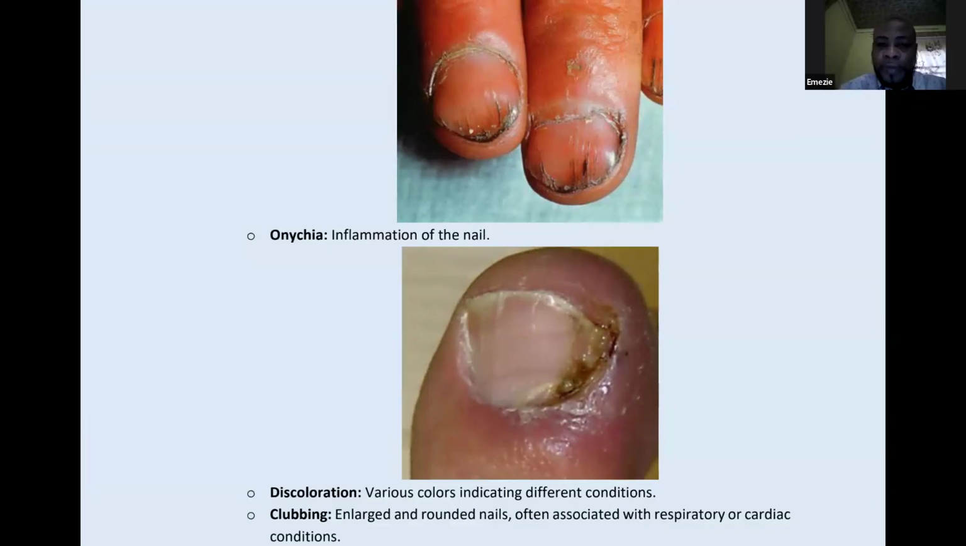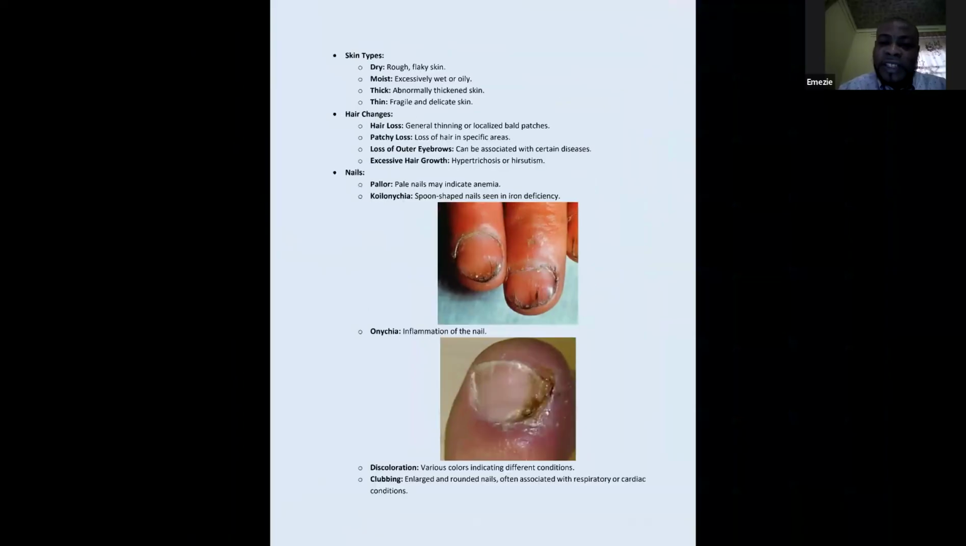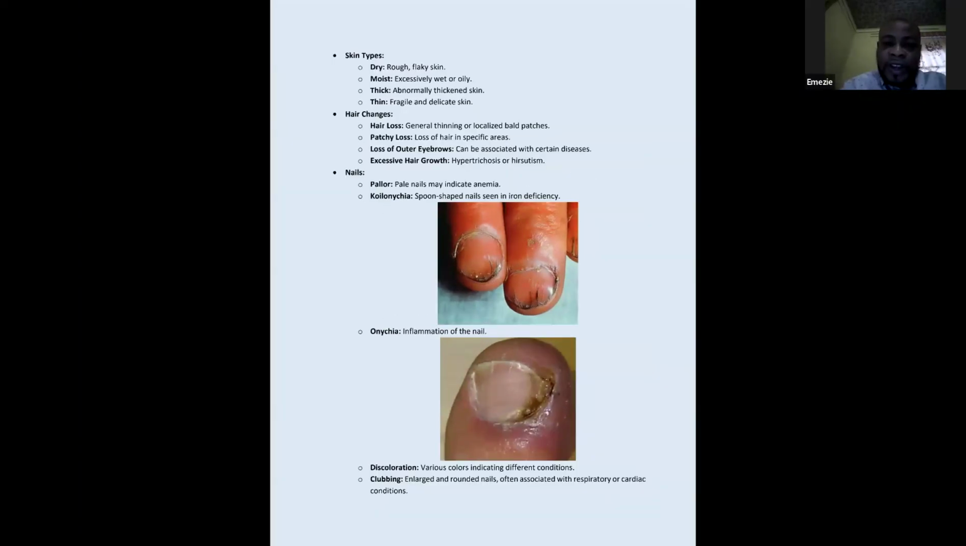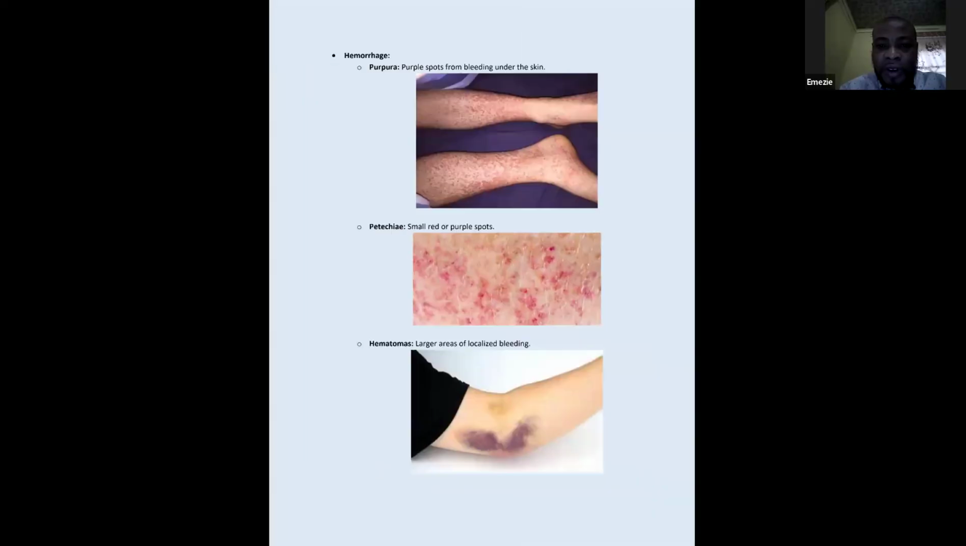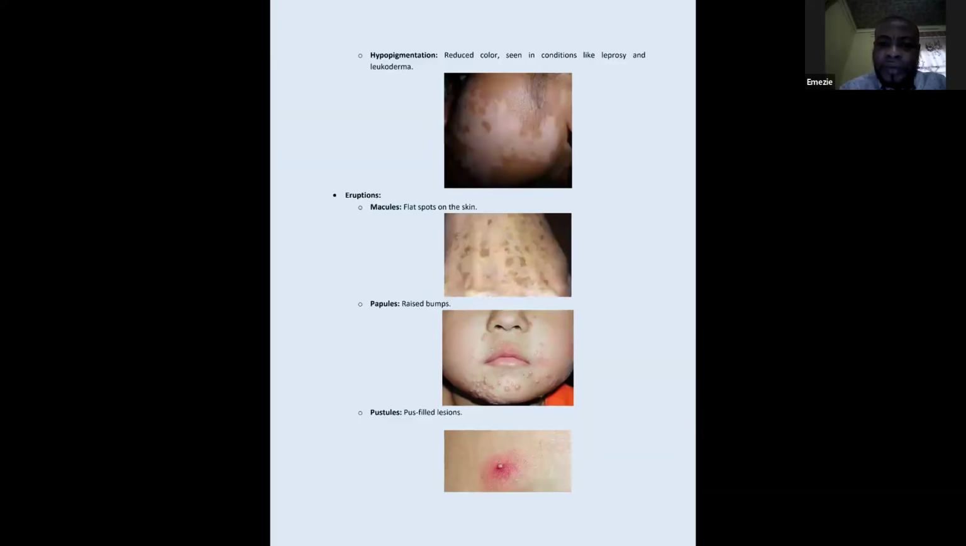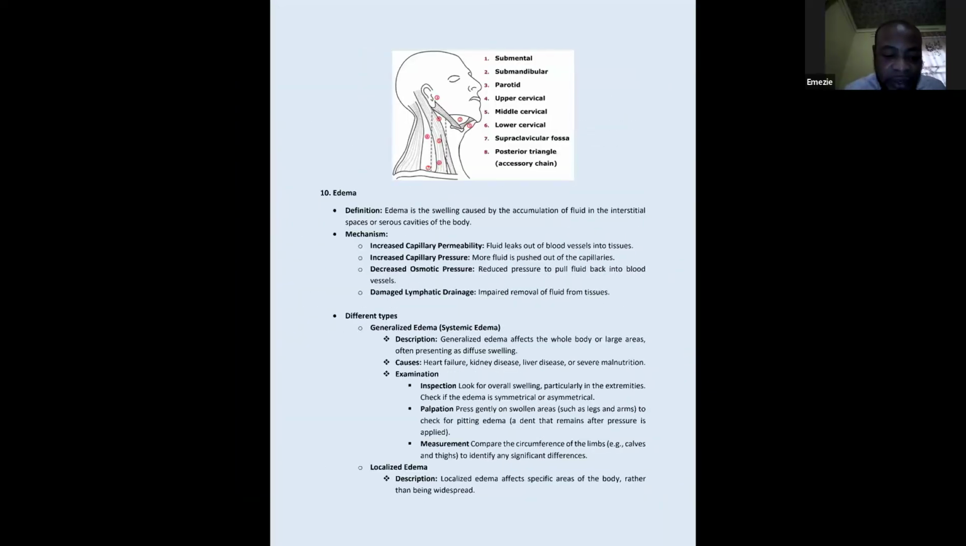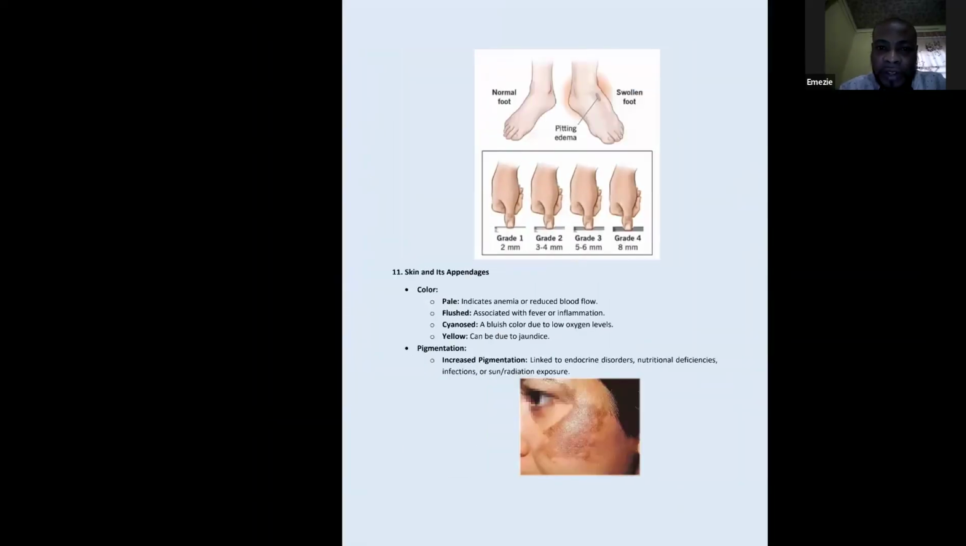to check if it is clubbing or not. So after checking the nails, what else do we need to do in our general physical examination? We get to the pelvic area, the inguinal region. In the inguinal region, we want to palpate to check if the lymph nodes are swollen or not. I don't have the picture of the inguinal region palpation. After that, the next thing is to go to the foot to palpate for edema.